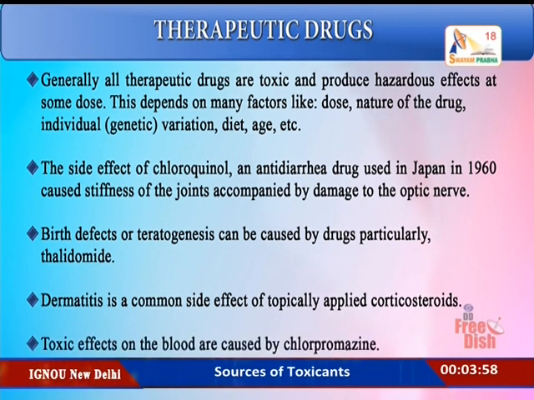In the same way, there are also toxic effects on the blood which are caused by chlorpromazine. Hemolytic anemia is caused by methyldopa, and megaloblastic anemia is induced by methotrexate. Eye toxicity and glaucoma can be caused by certain corticosteroids. There are also many other drugs which cause toxicity to other organs.